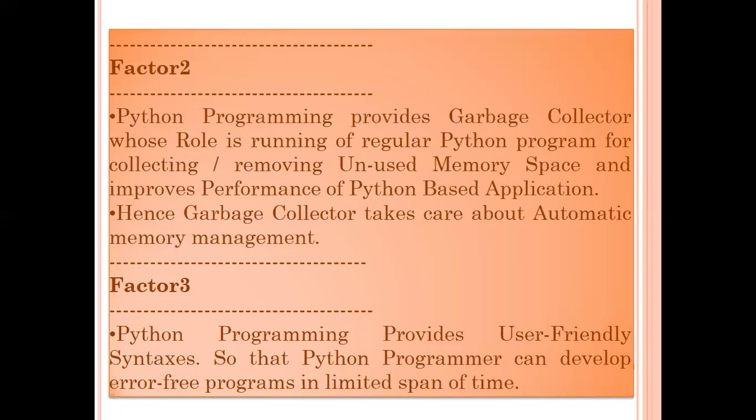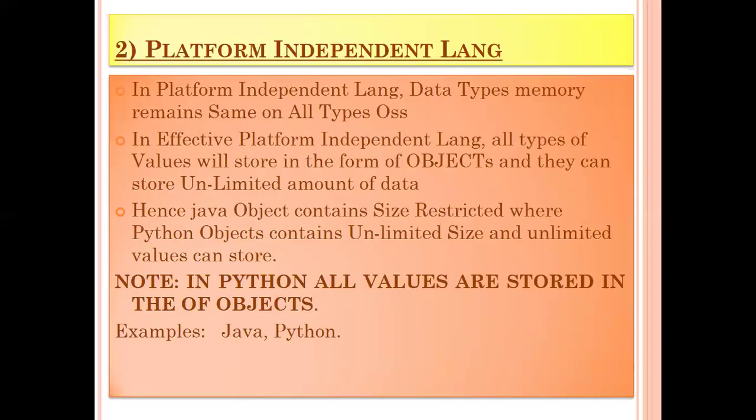Second, it is a platform independent language. Now, what is platform independent? There are two types of programming languages, platform independent and platform dependent. When we talk about a platform dependent language, data types differ from one OS to another OS, like C and C++. But if we talk about a platform independent language, the data types' memory remains the same on all the OSs.